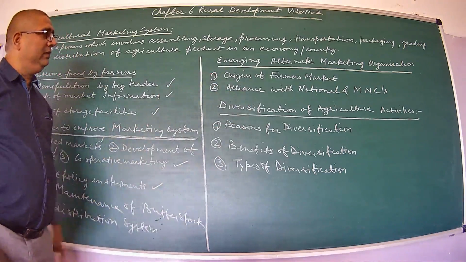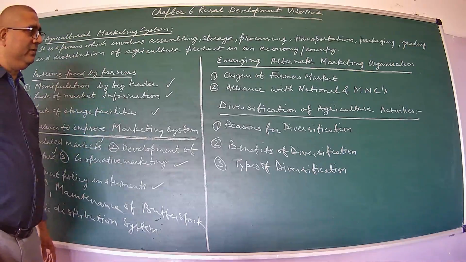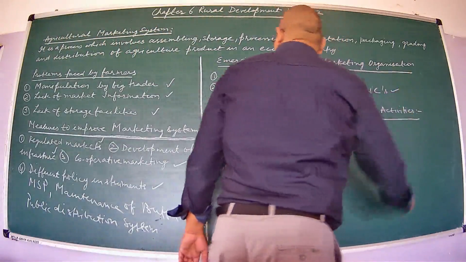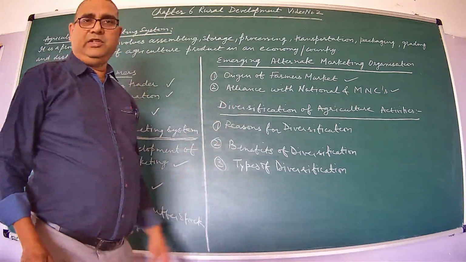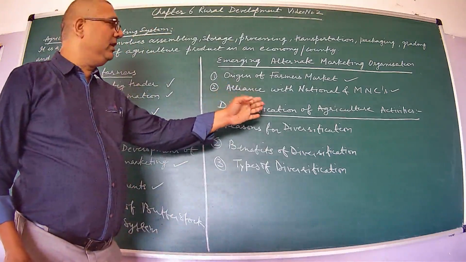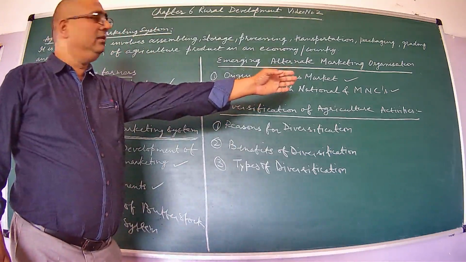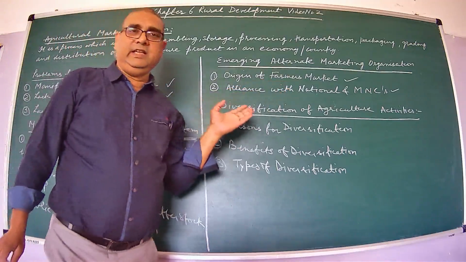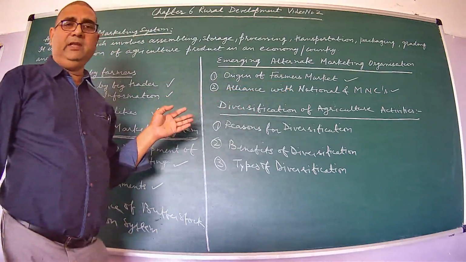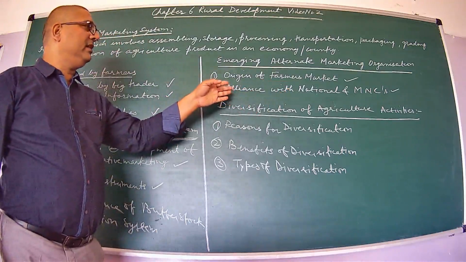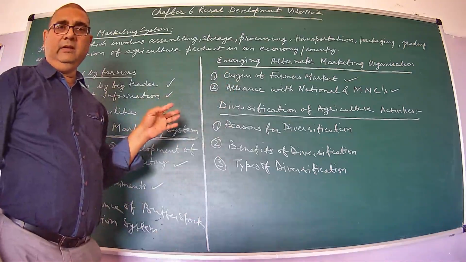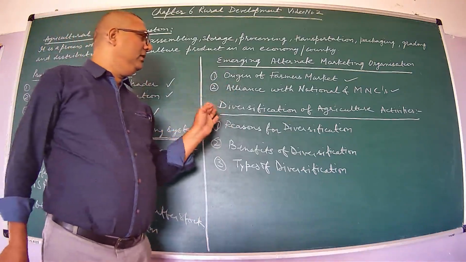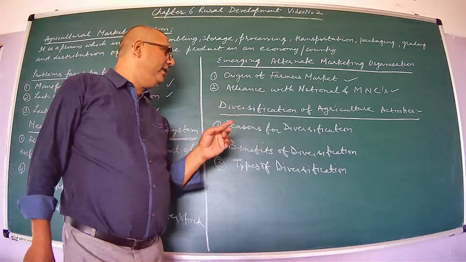Then alliance with national companies and MNCs. The next type of market we should have is called an alliance. Farmers sell products straight to national and multinational corporations. They should make agreements with multinational and national companies so that they can get a good price for their crops. Then the next step is diversification of agricultural activities.